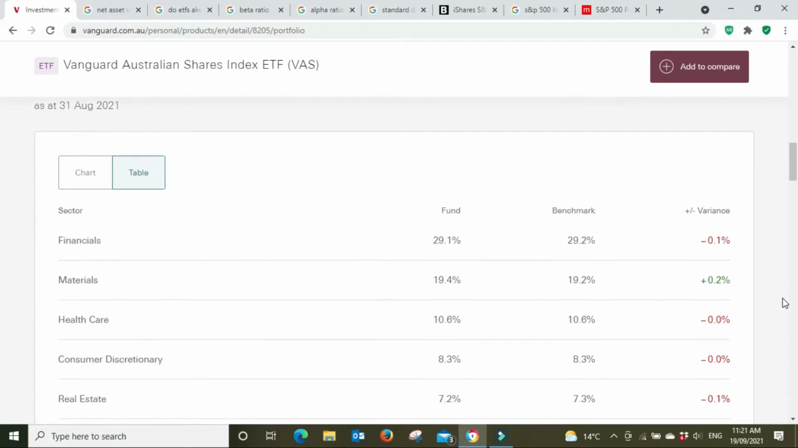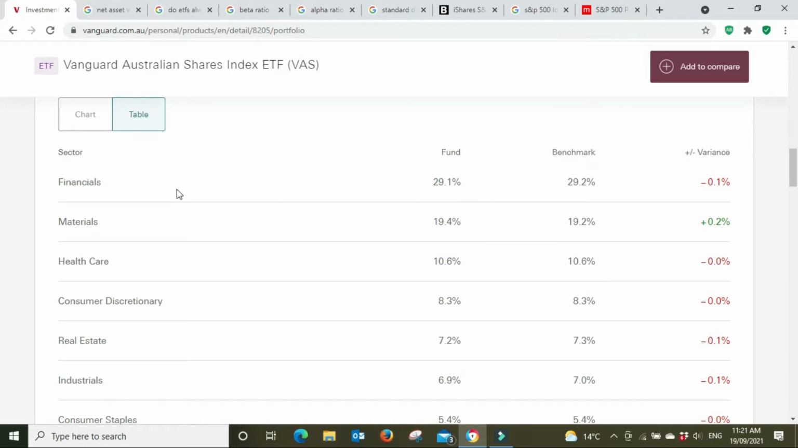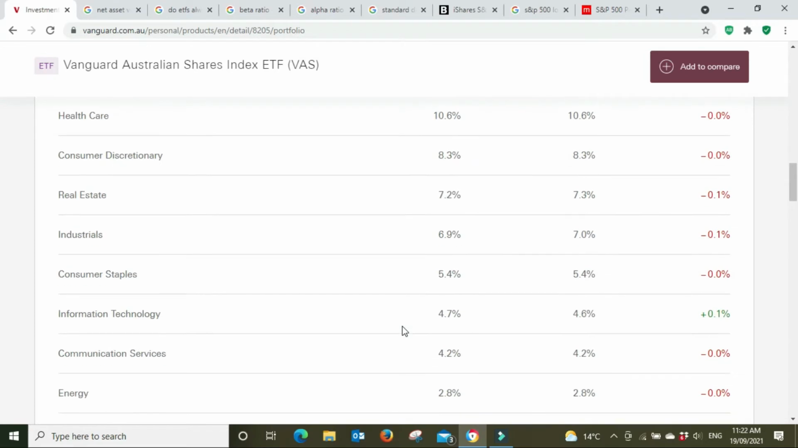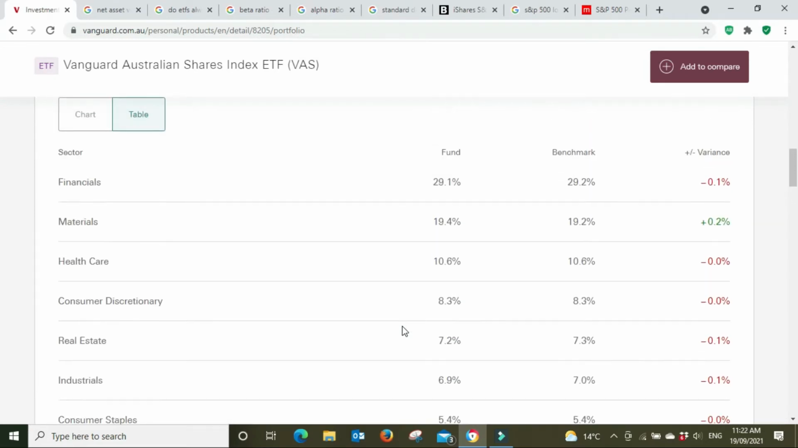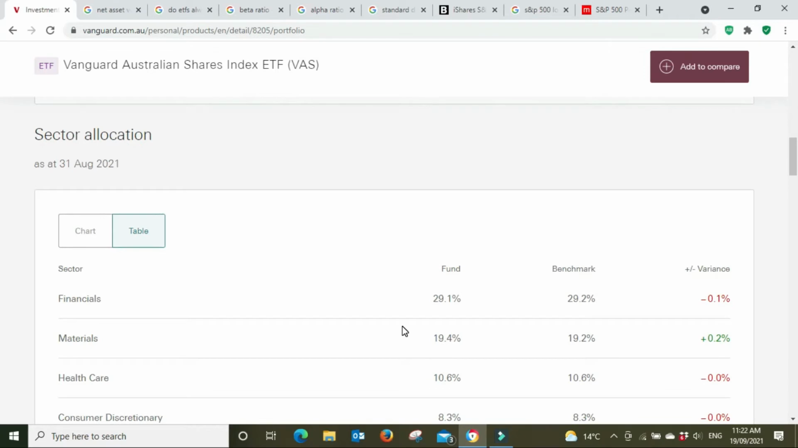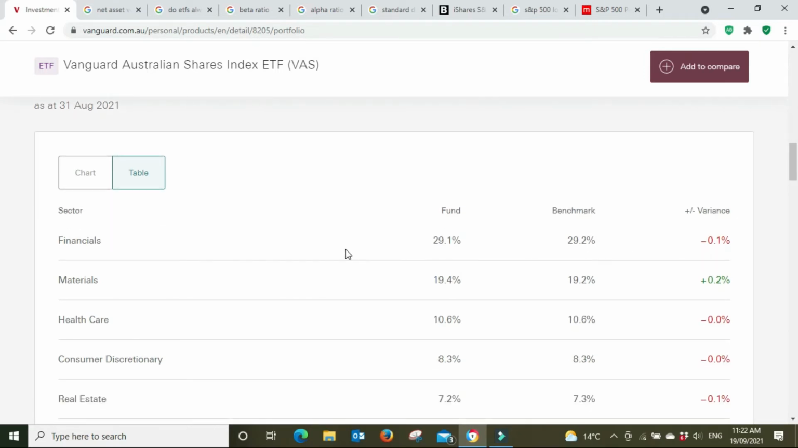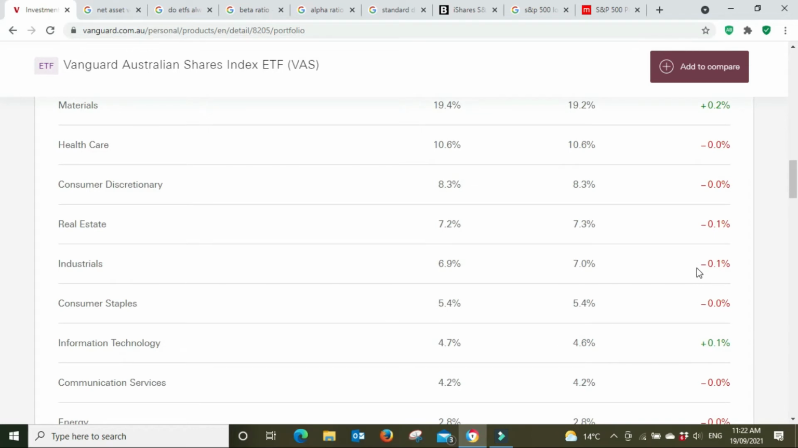Sector allocation. So we're at 29% financials, that's your banks. 19% materials, that's your miners, your BHPs, your Rios, your FMGs. As you can see here, about 50% of the VAS ASX 300 is made up of banks and miners. That's quite a big chunk. And then going down, you've got healthcare, consumer discretionary, real estate, and so on. So you can see exactly what you're getting as far as this sector goes and what's in the benchmark and how close it is. And you can see it's pretty close to the benchmark.